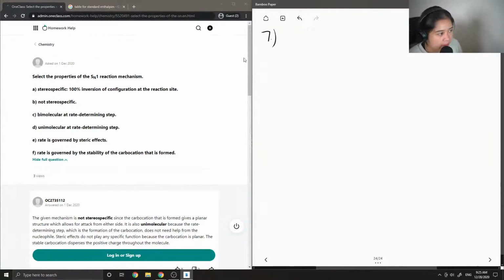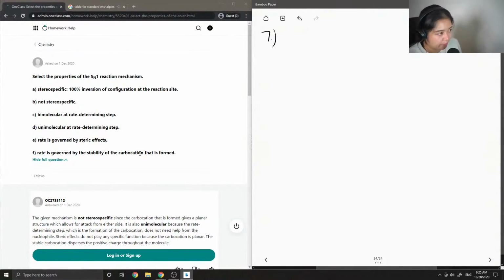Select the properties of the SN1 reaction mechanism. So they give us all these different properties. A, stereospecific, so this means 100% inversion of configuration at the reaction site. B, not stereospecific. C, bimolecular at rate determining step. D, unimolecular at rate determining step. E, rate is governed by steric effects. Or F, rate is governed by the stability of the carbocation that is formed.